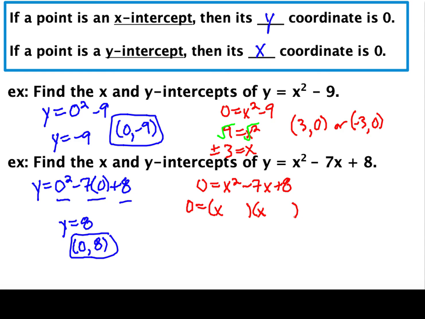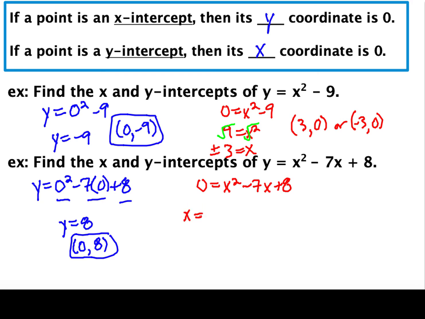I'm thinking 1 times 8 is 8, but again, to add to negative 7, we would have needed a negative number. I'm thinking that's maybe not such a grand idea. 2s and 4s aren't really going to work. Let's take a little different approach. Maybe this is a great chance to practice our quadratic formula here.